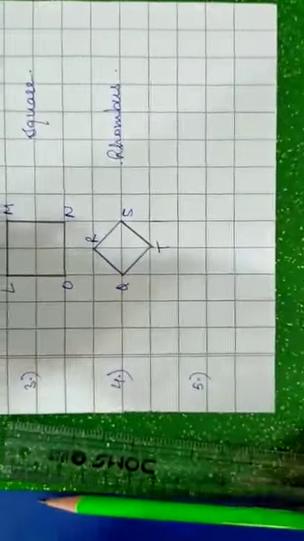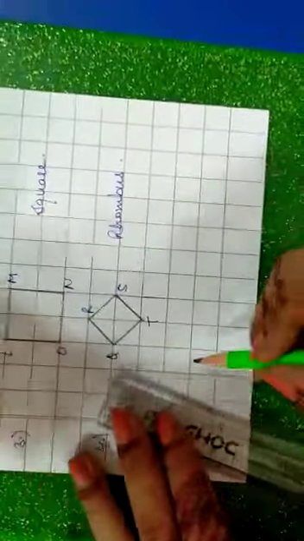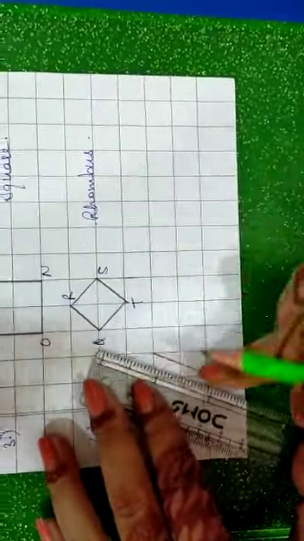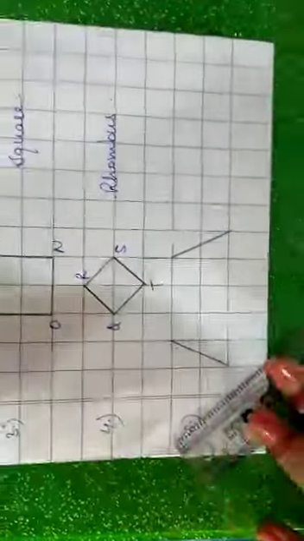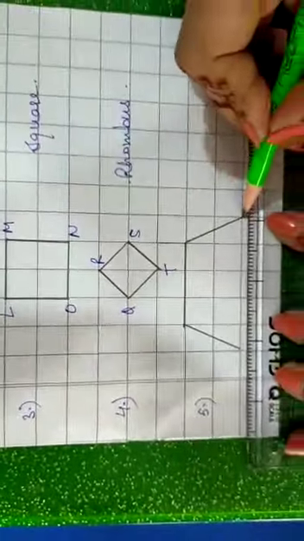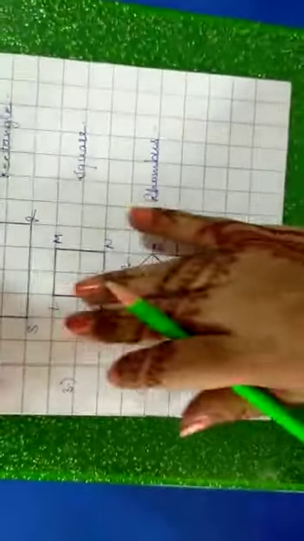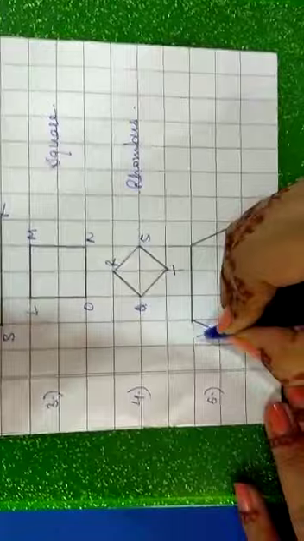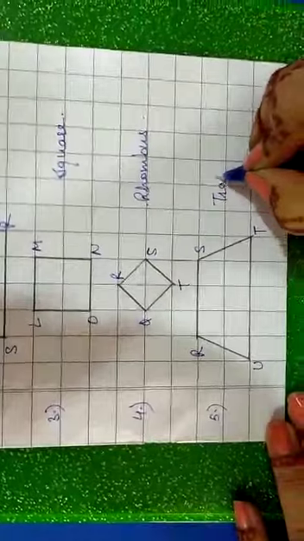The last one is trapezium. See how to draw that. In a trapezium, two sides are parallel and two sides are non-parallel. So I am taking a difference of one box each side. See, one line we have to make bigger, one smaller. This one I am making smaller and this lower one is bigger. These are the parallel ones. This is parallel to it, but these will be non-parallel. Let us take it as RSTU. This is a trapezium.